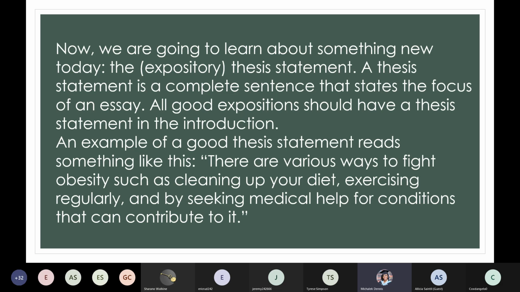An example of a good thesis statement reads something like this: There are various ways to fight obesity, such as cleaning up your diet, exercising regularly, and seeking medical help for conditions that can contribute to it. Now, students, we did say our thesis statement should be in one sentence, right? When we do our introduction.